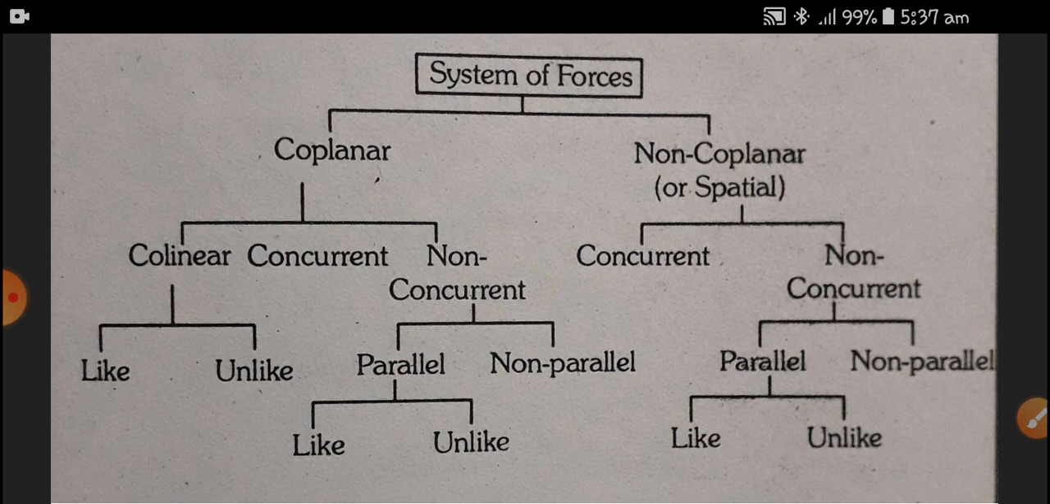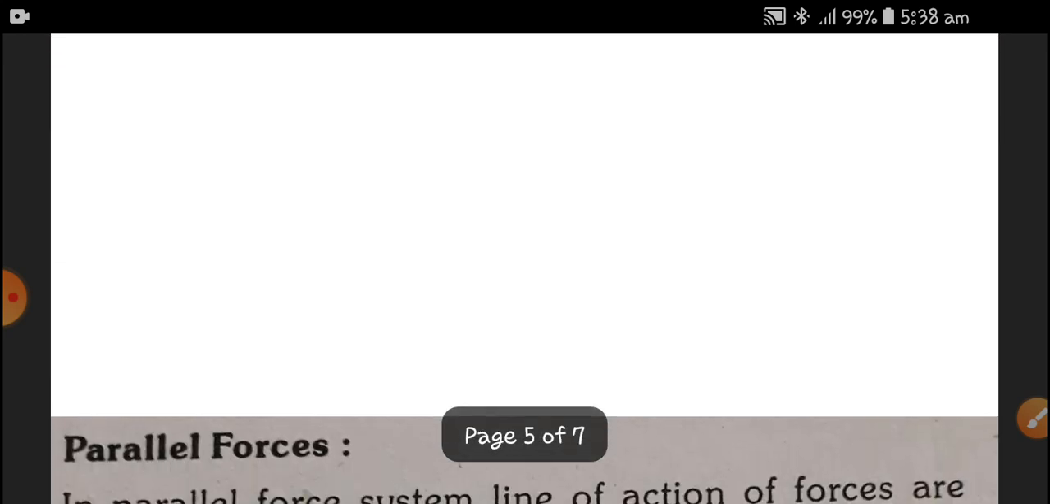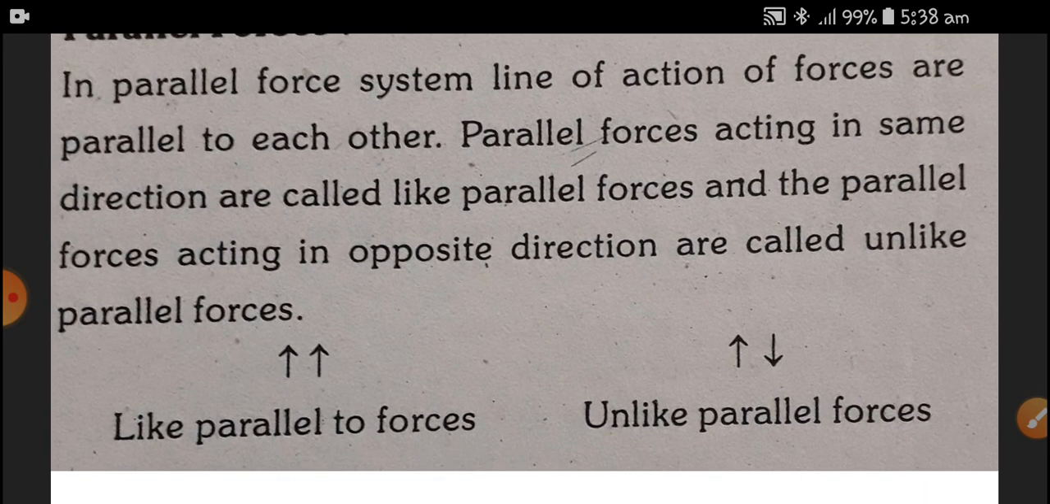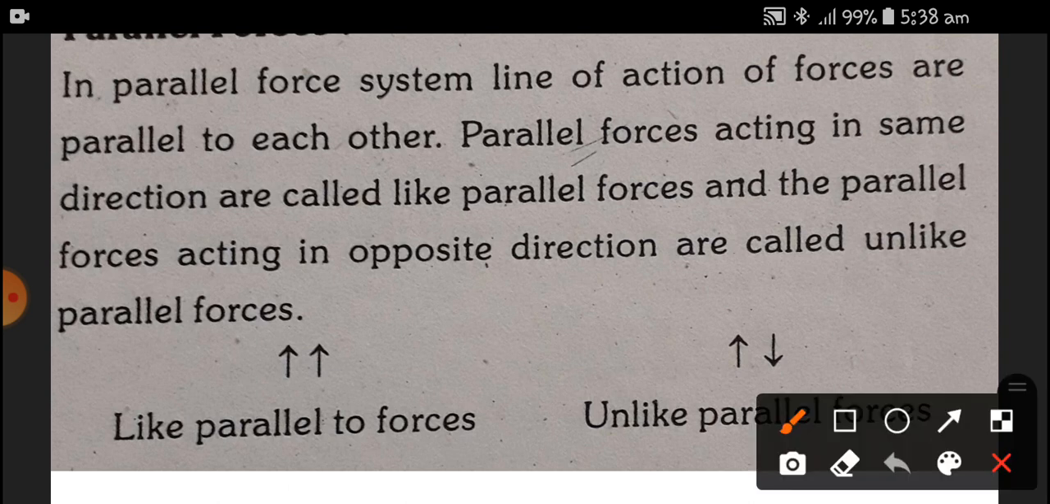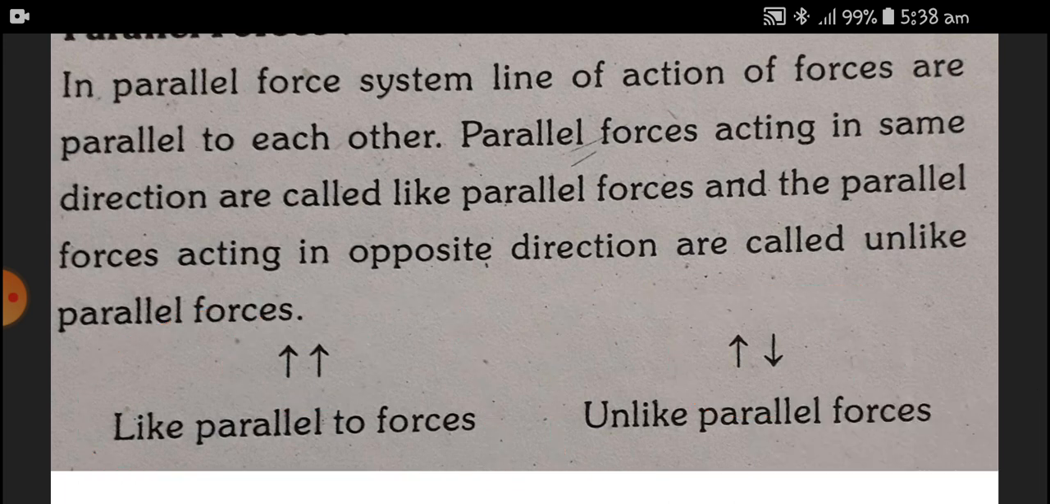When I say coplanar concurrent, the forces must be in the same plane and meet at the same point. Coplanar collinear means the same plane and the same line of action. Coplanar non-concurrent means the same plane but not coinciding at the same point. That you have to understand for better understanding. Next we are going to discuss different theorems. These systems of forces are very important for those theorems. Parallel forces can be like and unlike. Like forces have the same direction, unlike forces have different directions. But both are parallel.